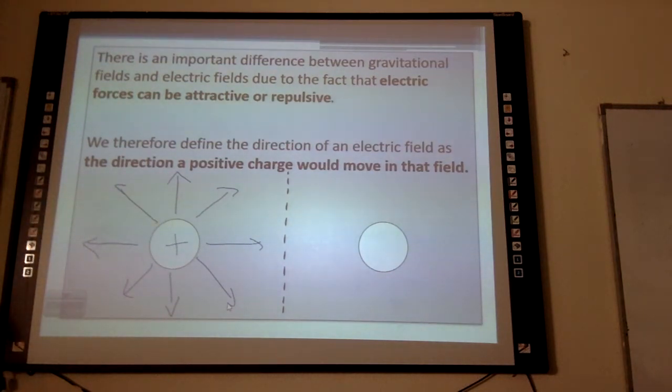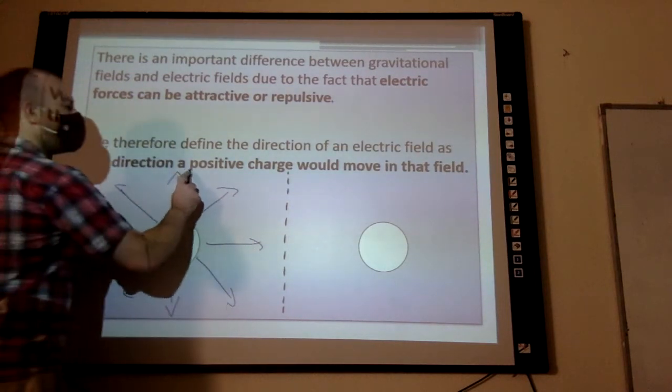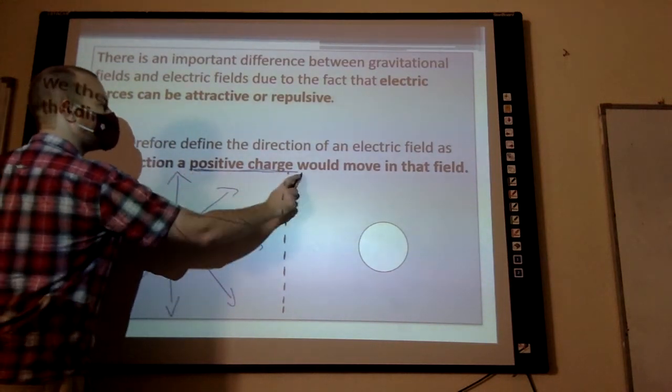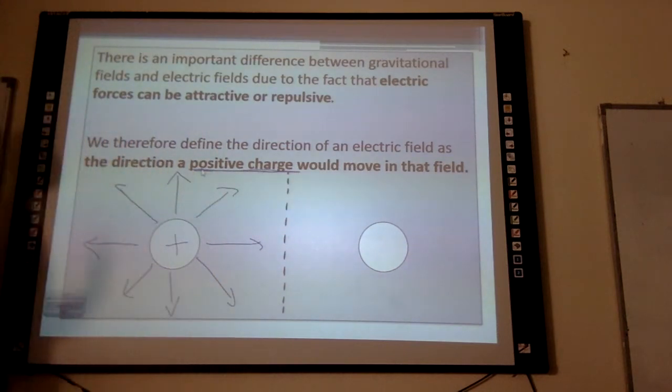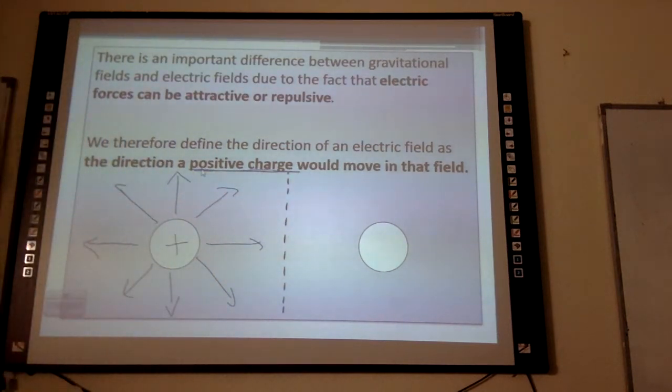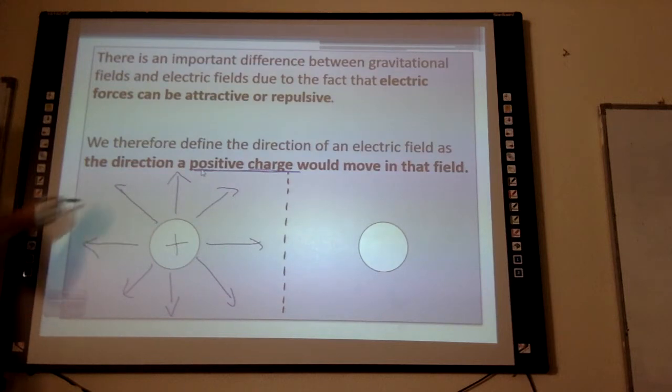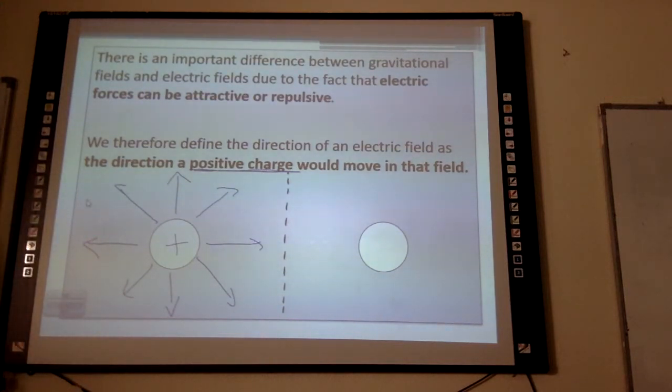So if you're ever confused as to what direction these are going to point, imagine if you have some positive charge and think where would they move. So it doesn't matter where it is. If it's here, it's going to go away. You put it down here, it'll push away. So these lines are always going to push away from positive charges.